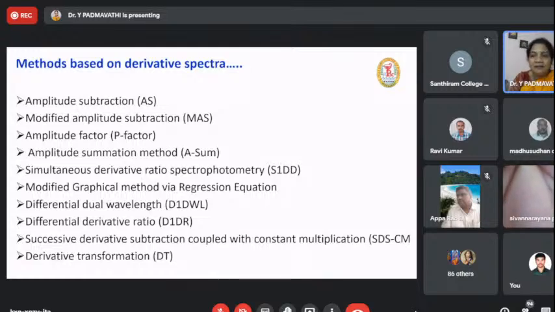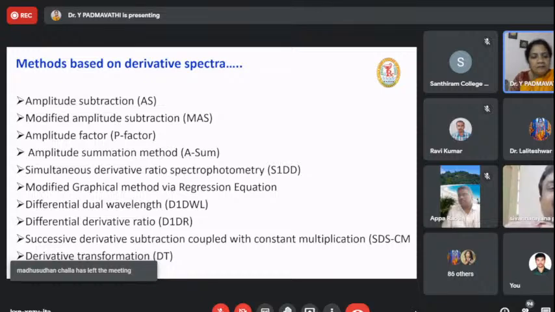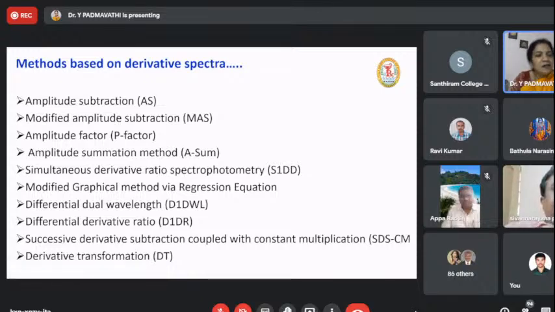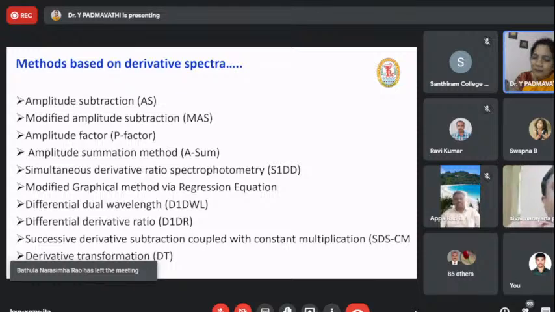There it's just a dual method. If you transform to derivative spectra, here also you can perform the same methods: differential, derivative ratio, then derivative transformation. These are some techniques. So not much, amplitude subtraction. These are all to look into, how we can transform. Then based on these, we'll be moving to the other methods.